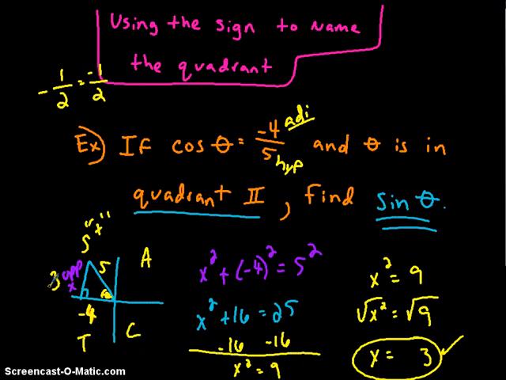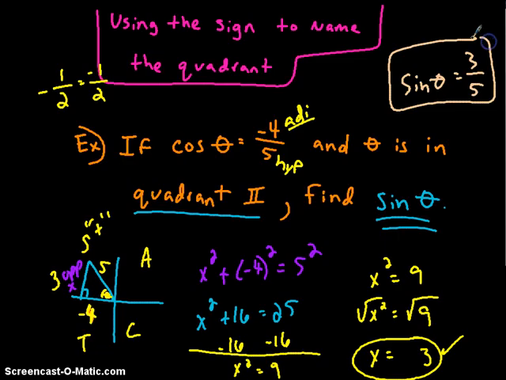So if that's the case, we know sine has to be opposite over hypotenuse. So sine in this problem is equal to 3 over 5. So that's the answer for it. In that quadrant, sine of theta has to equal 3 over 5. That's one way of doing it. We'll talk about another way next.